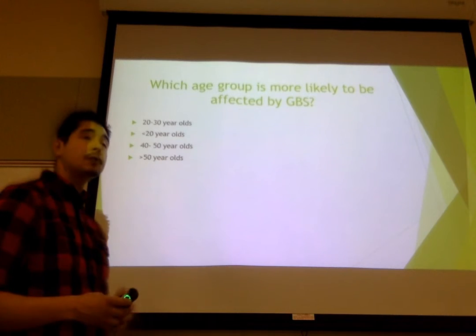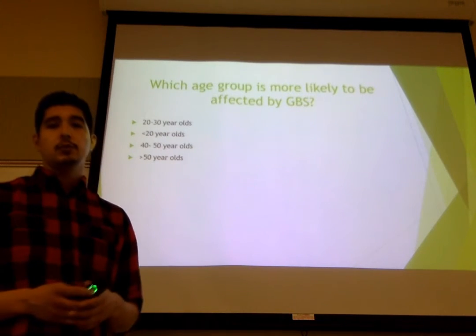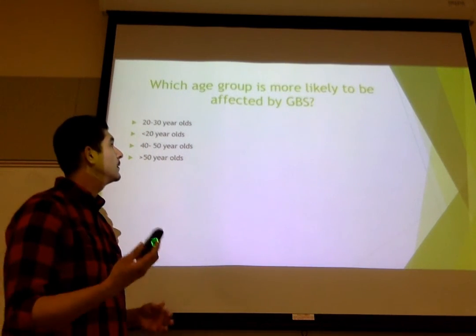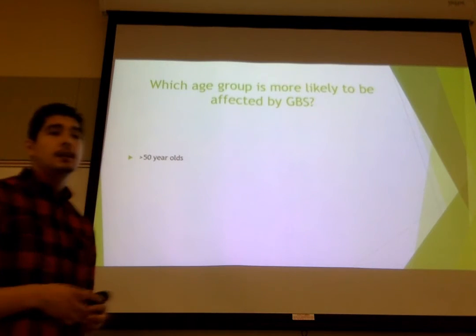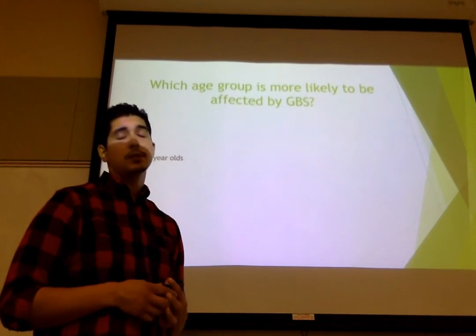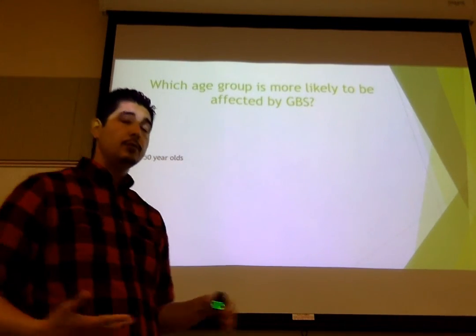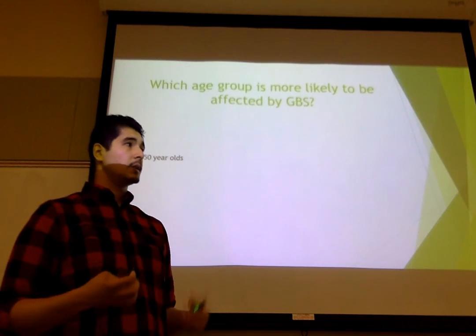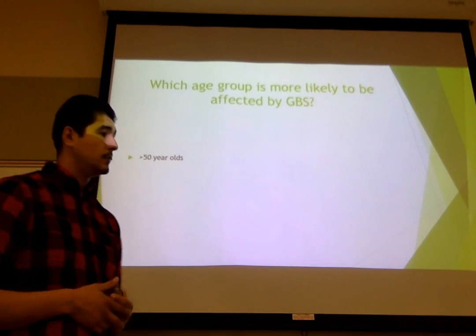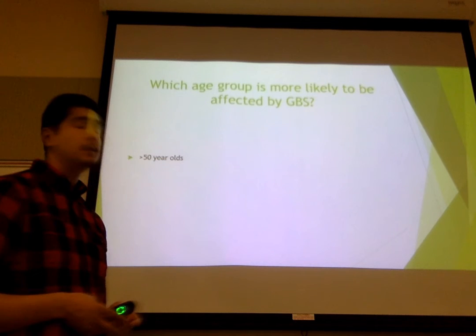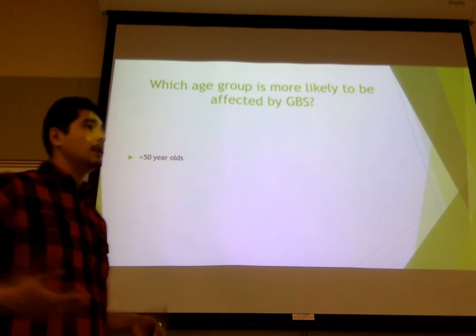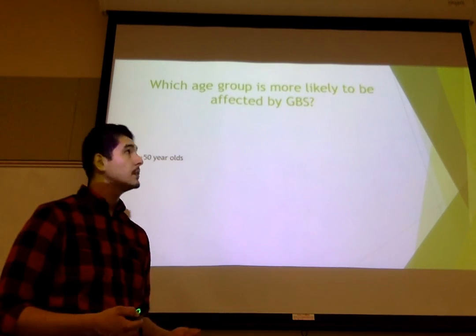Which age group is most likely to be affected by Guillain-Barré syndrome? Here are the options: 20 to 30-year-olds, younger than 20-year-olds, 40 to 50-year-olds, and greater than 50-year-olds. By now, you should know that the older population is more likely to be affected. Scientists don't really know why. Could be due to comorbidities, could be due to a decrease in your immune response. You wouldn't expect a 55-year-old to have the same immune response that a younger, 20-year-old person would have.